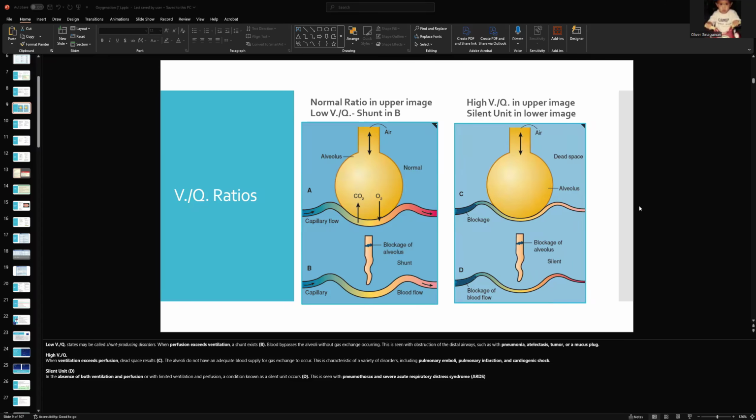So we're going to learn about VQ ratios. Essentially, this is what we know as gas exchange. V stands for ventilation, Q for perfusion. You don't need to know that because that's confusing. So I would start by understanding that there's four things that could happen in the lungs.